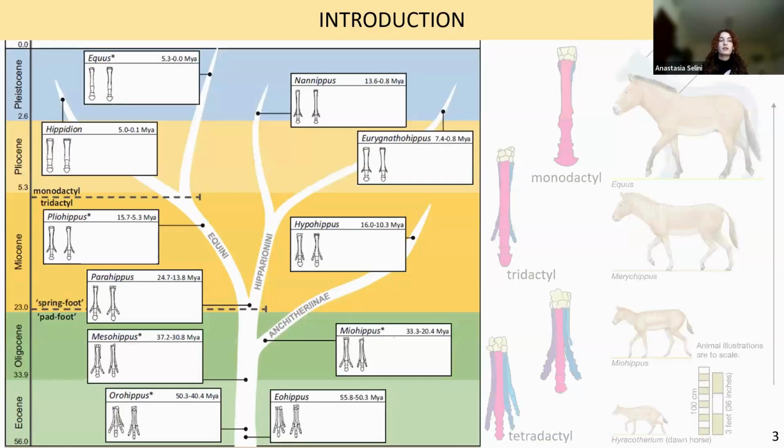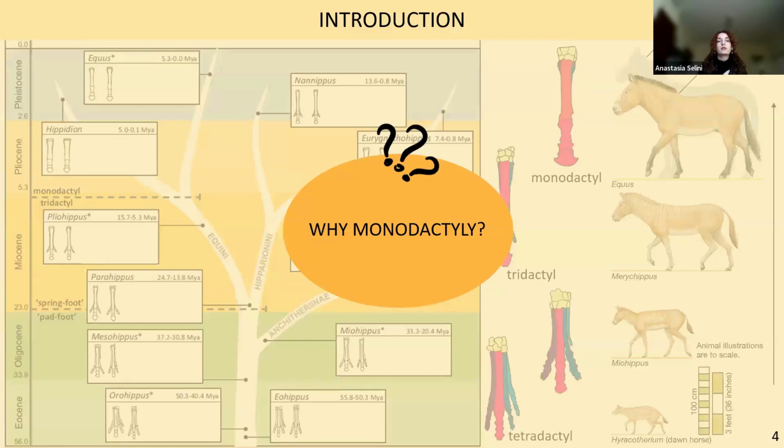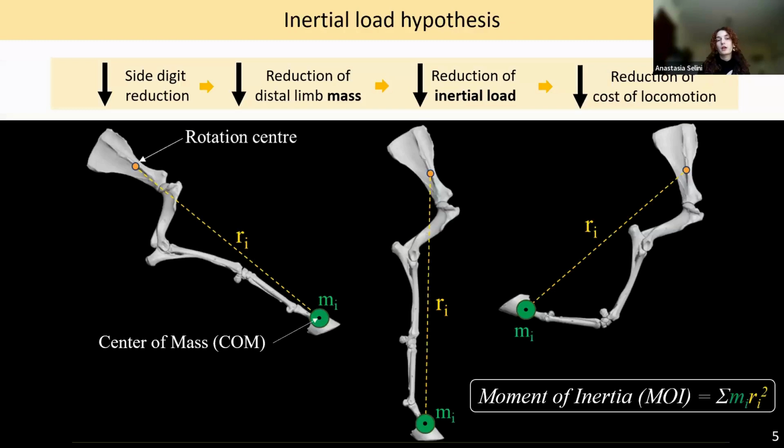However, we know today with the discovery of more fossils that equid evolution looks more like a tree rather than a straight line. And we know that monodactyl equids and tridactyl equids coexisted for millions of years. Despite that, the trend of side digit reduction is still evident, and we see the loss of side digits in the tribe Equini. So we wanted to understand why we see this trend. Were there any energetic advantages to this change? And here is where the inertial load hypothesis comes in.